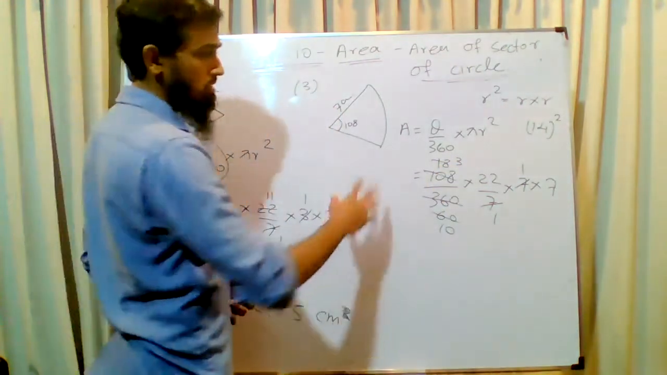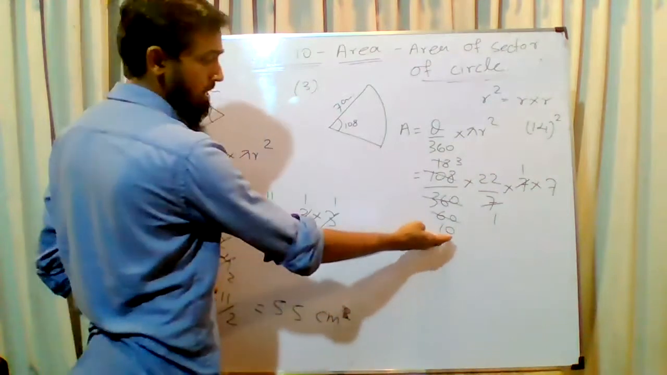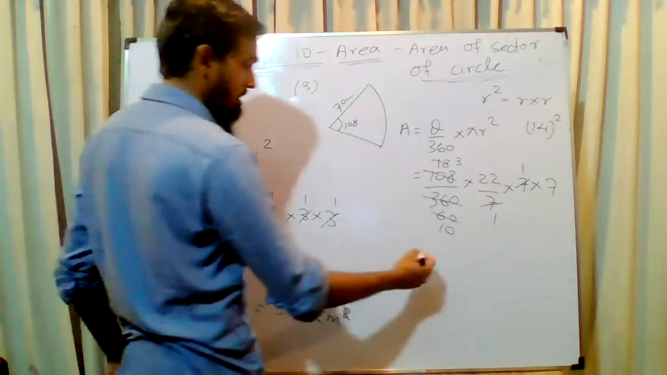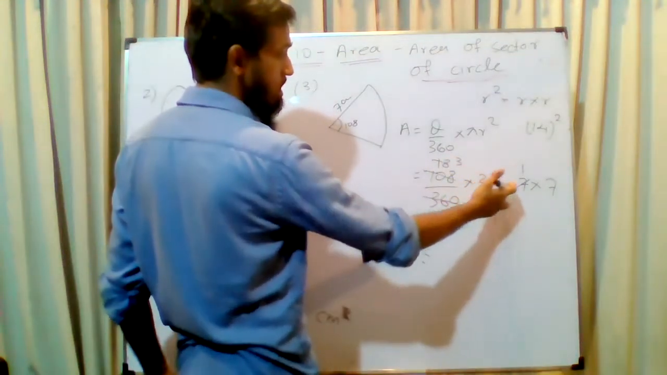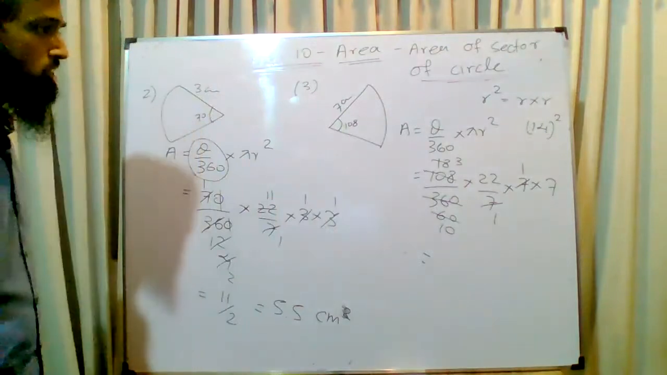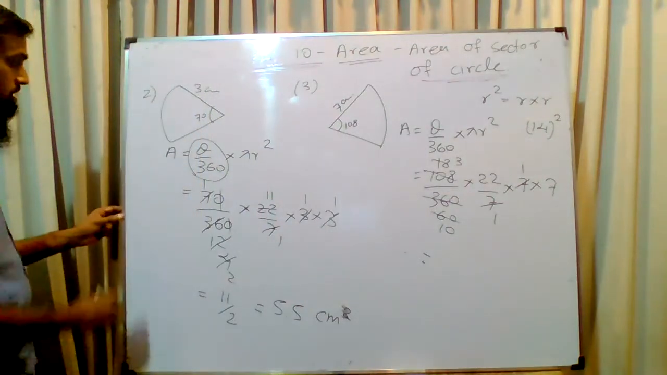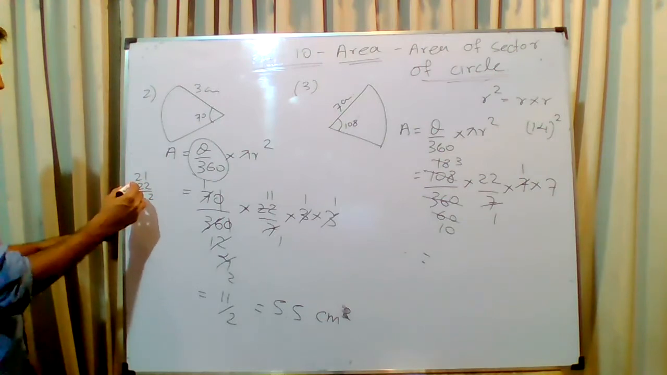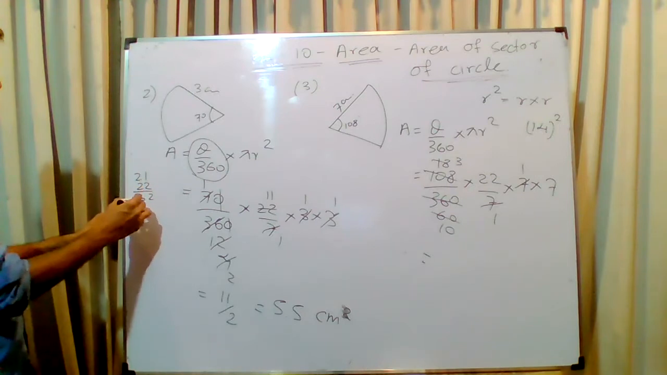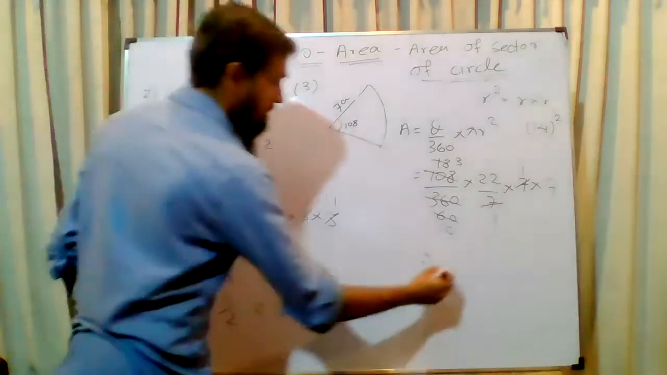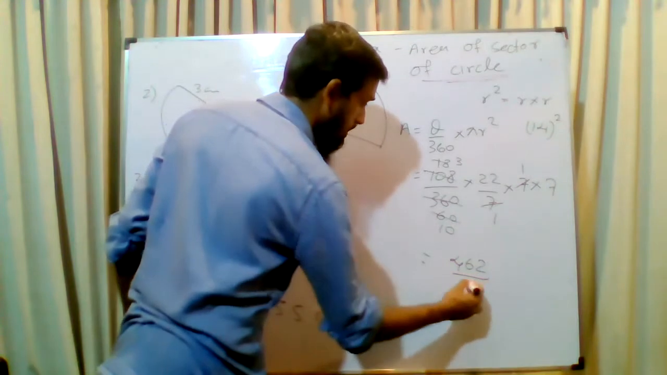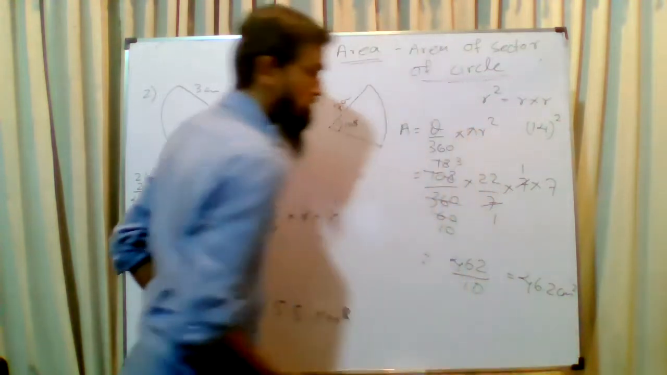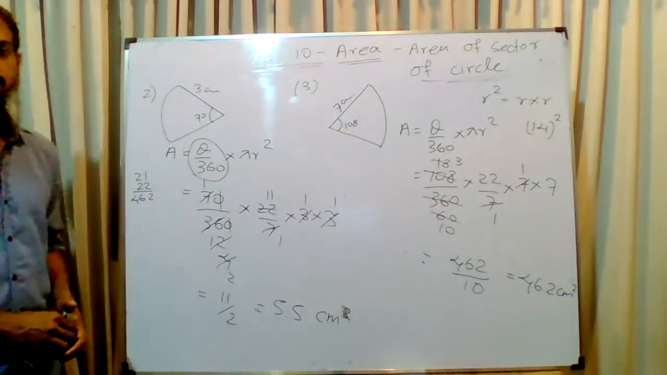So now we have to multiply it. In the denominator we have 10, so it is easy to convert into decimal. So 3 into 22 into 7. So 3 into 7, 21. 21 into 22, so 2, 4, 6, 462. 462 over 10, so 46.2 square centimeter. That is the area.